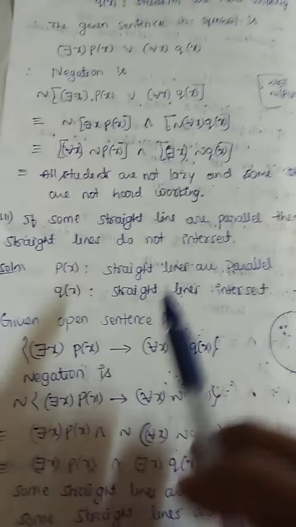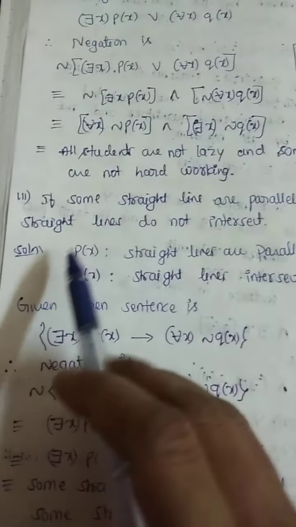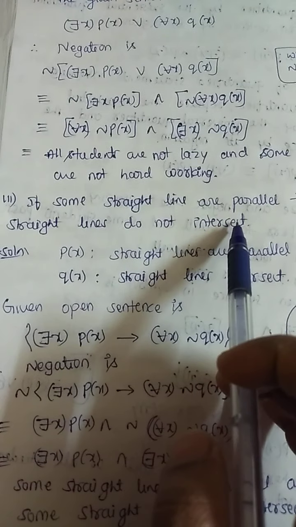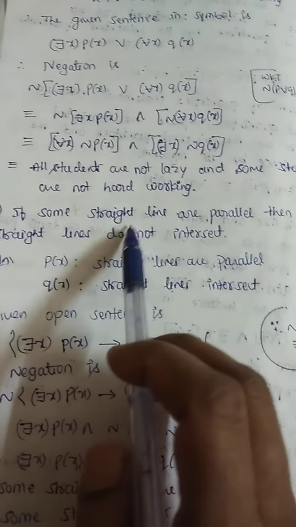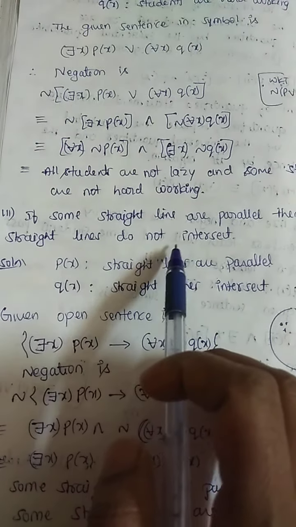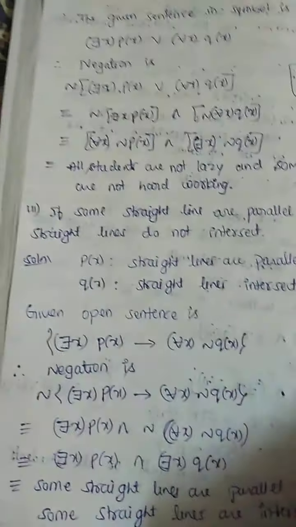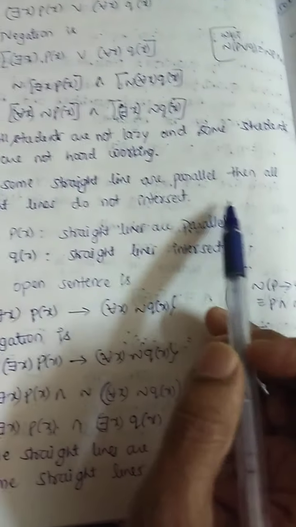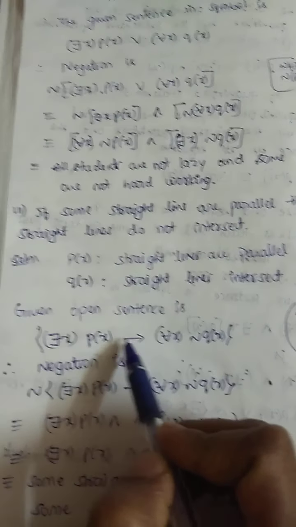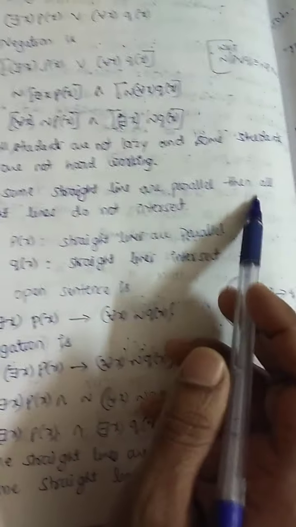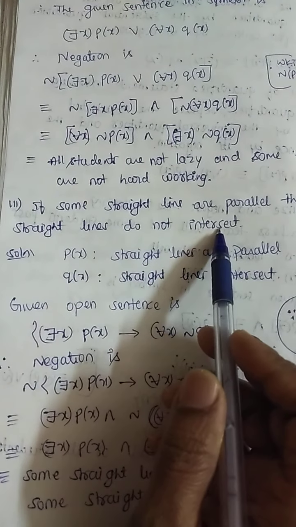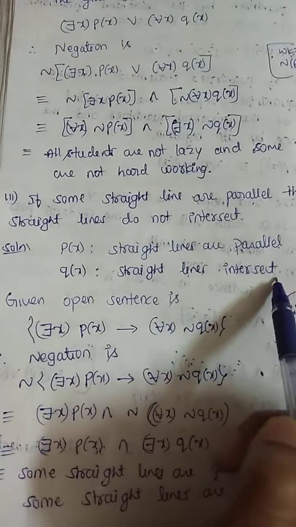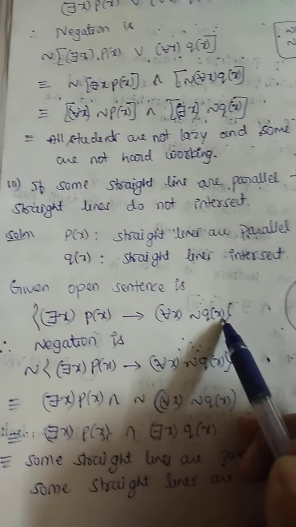Next example: if some straight lines are parallel, then all straight lines do not intersect. First take p of x: straight lines are parallel. Q of x: straight lines intersect. The given sentence is: some straight lines are parallel, there exists x p of x, then implies all, for every x, straight lines do not intersect. Q of x is straight lines intersect, so here "do not" is negation of q of x.